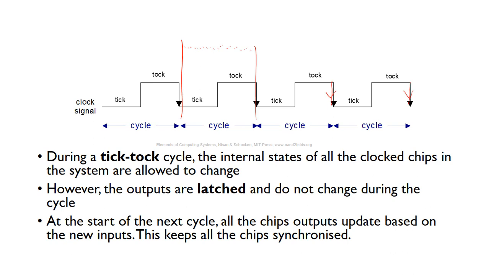That means throughout your circuit, you can have multiple sequential chips. The inputs can change at slightly different times, but the outputs of all the chips that share that clock signal will only update at the end of this cycle. So this keeps all the chips in the circuit synchronized.